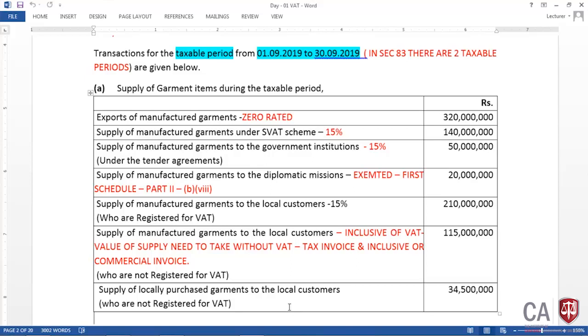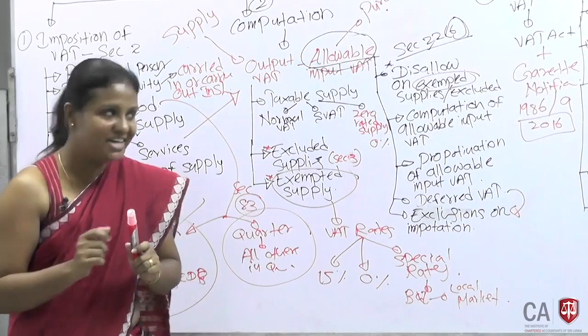Then manufactured garments to local, within brackets it has been given who are registered with VAT, then no doubt it's 15% liable. Then supply of manufactured garments to local customers who are not registered for VAT. Then I am a registered person, you are not registered for VAT, but I should pay VAT. Then I cannot issue a tax invoice to you.